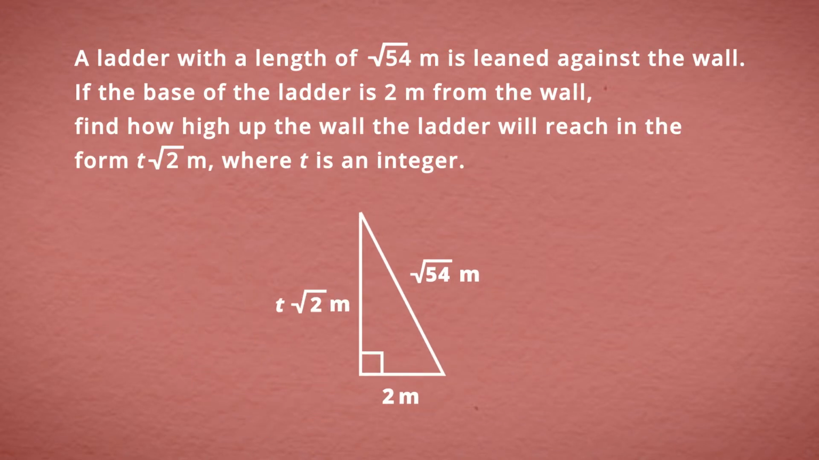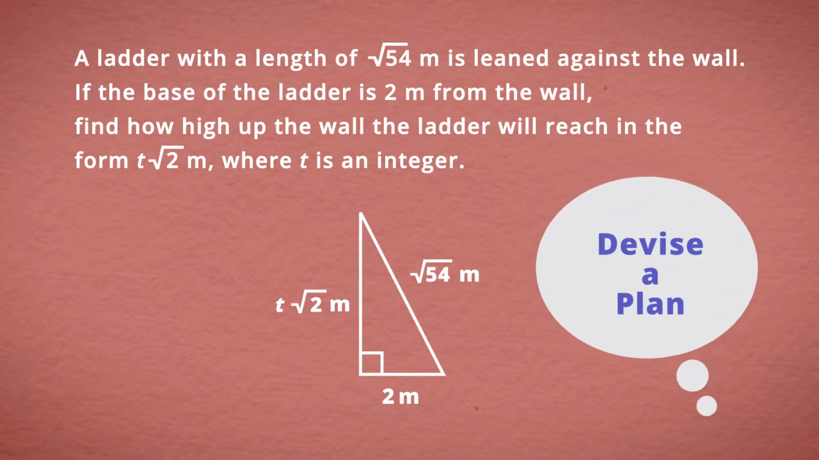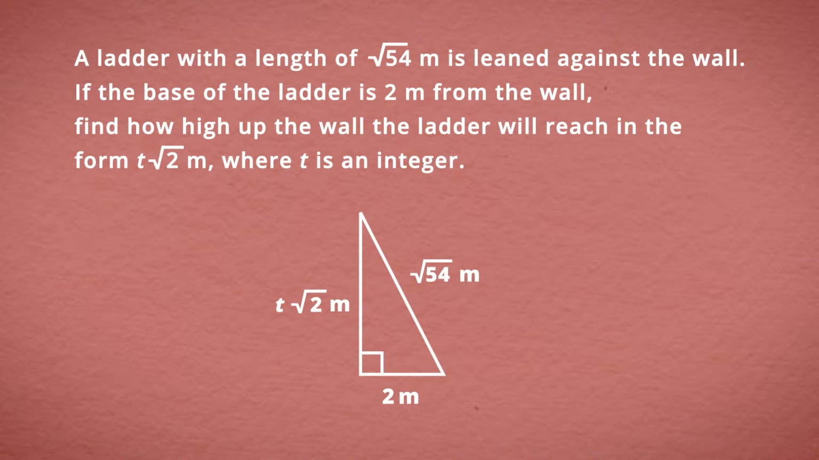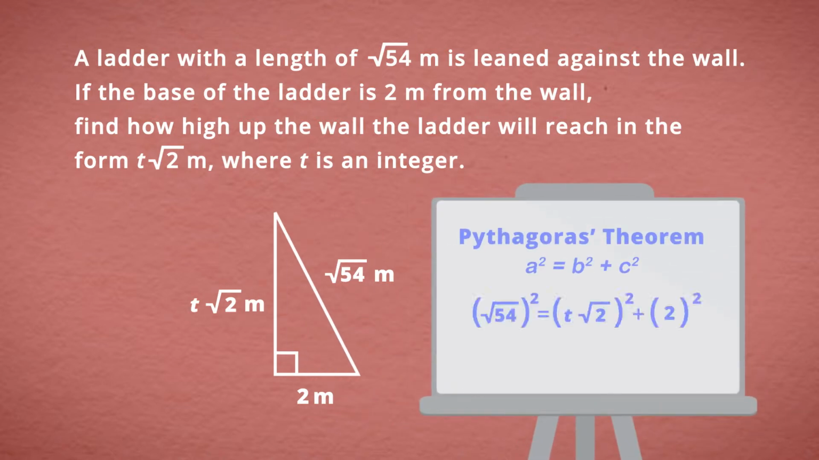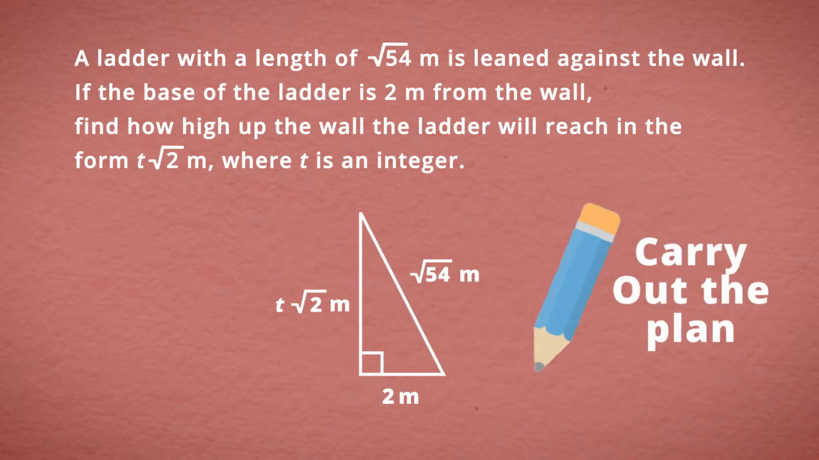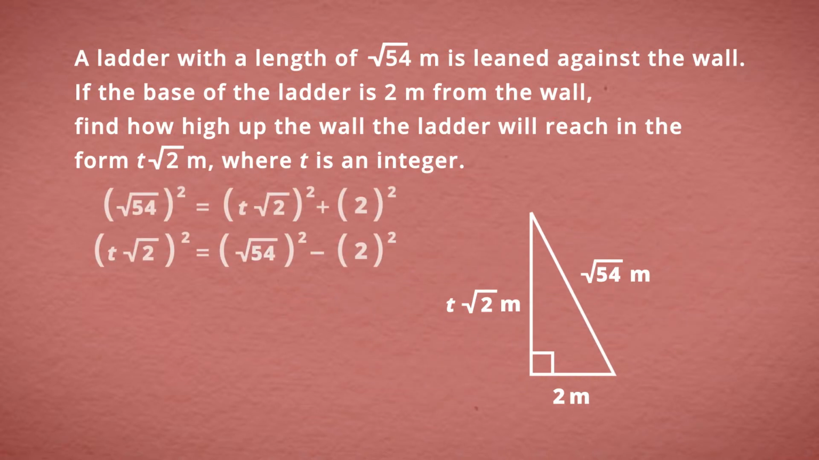Now that we have understood the problem, we need to devise a plan. Look at the right-angled triangle. Can you think of the relationship between the sides of the triangle? Yes, you're right. We can apply Pythagoras' theorem to form this equation. This will bring us to the next step, which is to carry out the plan. First, let's rearrange the terms in the equation so that the unknown is on the left-hand side of the equation. Now, do you know what to do? That's right. We can simplify the equation to get this.